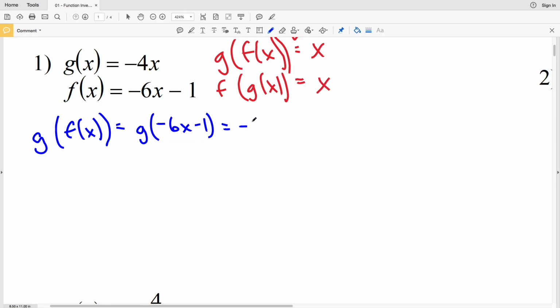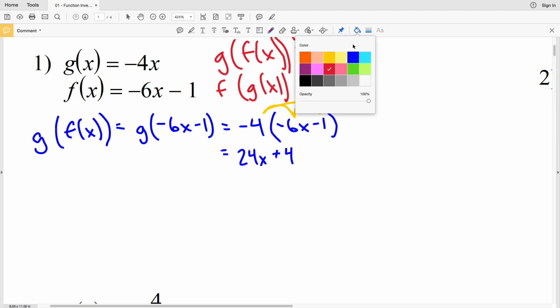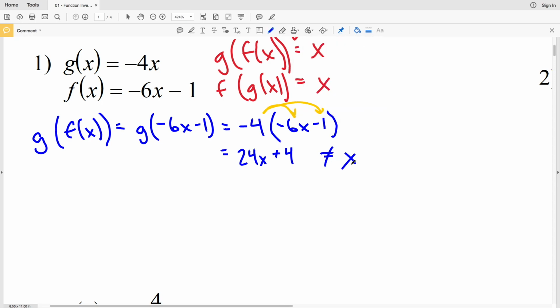So then we'll have negative 4 times negative 6x minus 1, distributing that negative 4 to negative 6x and to the 1. Negative 4 times negative 6x is a positive 24x, and negative 4 times 1 is negative 4, and if we're subtracting a negative, it's the same as adding a positive. So you have 24x plus 4, which cannot be simplified any further, and that is not equivalent to x. Therefore, no, in number 1, we do not have inverses.